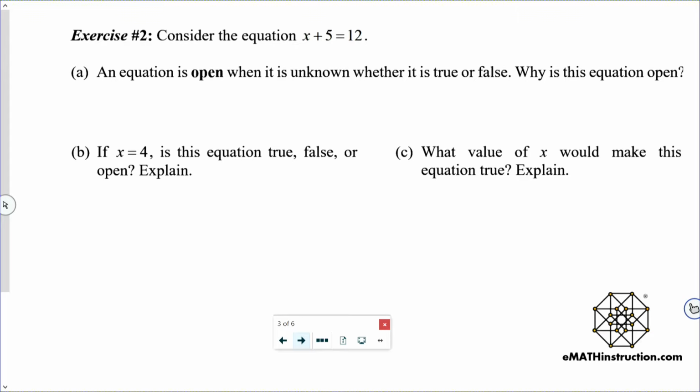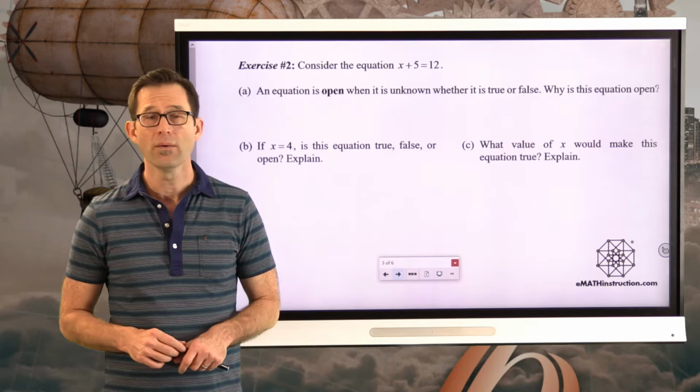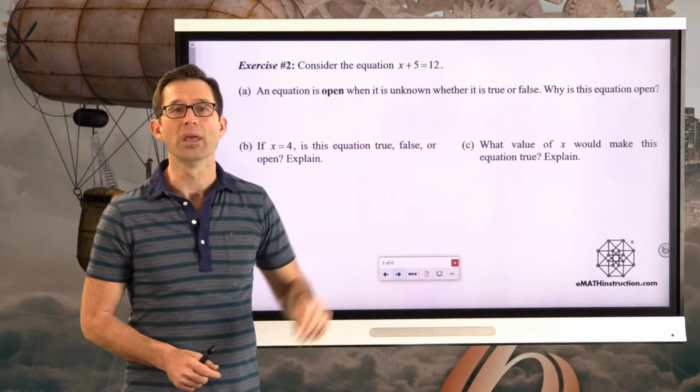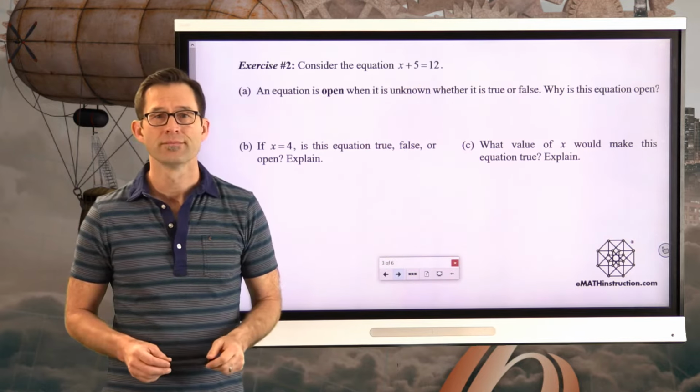Exercise number 2. Consider the equation x plus 5 equals 12. Letter A, an equation is open when it is unknown whether it's true or false. Why is this equation open? Write down why I would consider this equation to be open. Go ahead and do that.